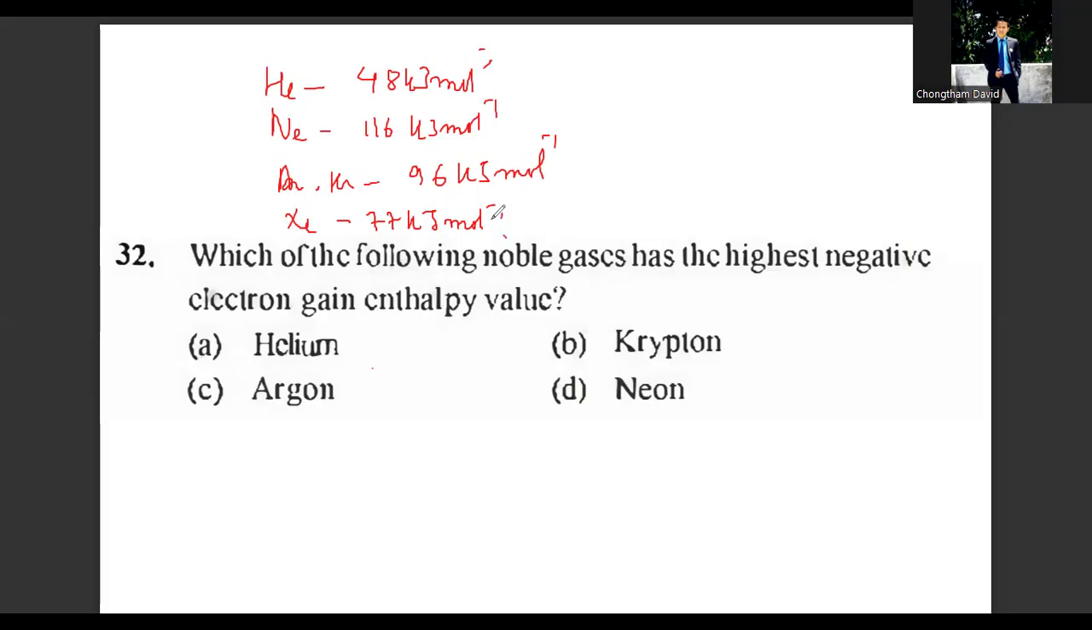For question number 32, you are asked to find which of the following noble gases has the highest negative electron gain enthalpy. From these values, it is evident that the electron gain enthalpy would be the highest for neon.